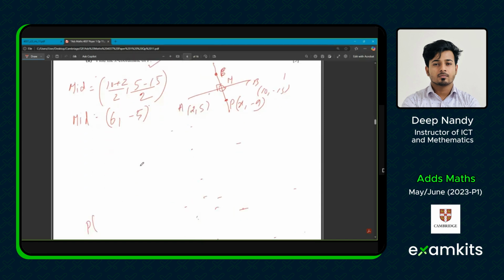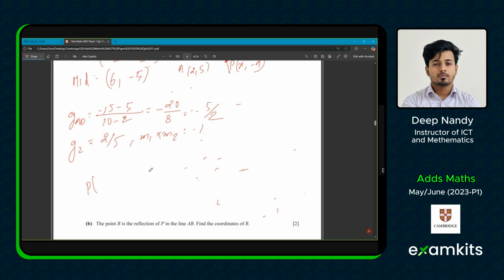Now, moving forward, we need to find the gradient of AB, then the perpendicular gradient. So the gradient is (minus 15 minus 5) divided by (10 minus 2). That is minus 20 divided by 8, that is minus 5 by 2. As it is perpendicular, the perpendicular gradient M2 equals 2 by 5, as we know M1 times M2 equals negative 1. So we have found the gradient, and we know the coordinates.